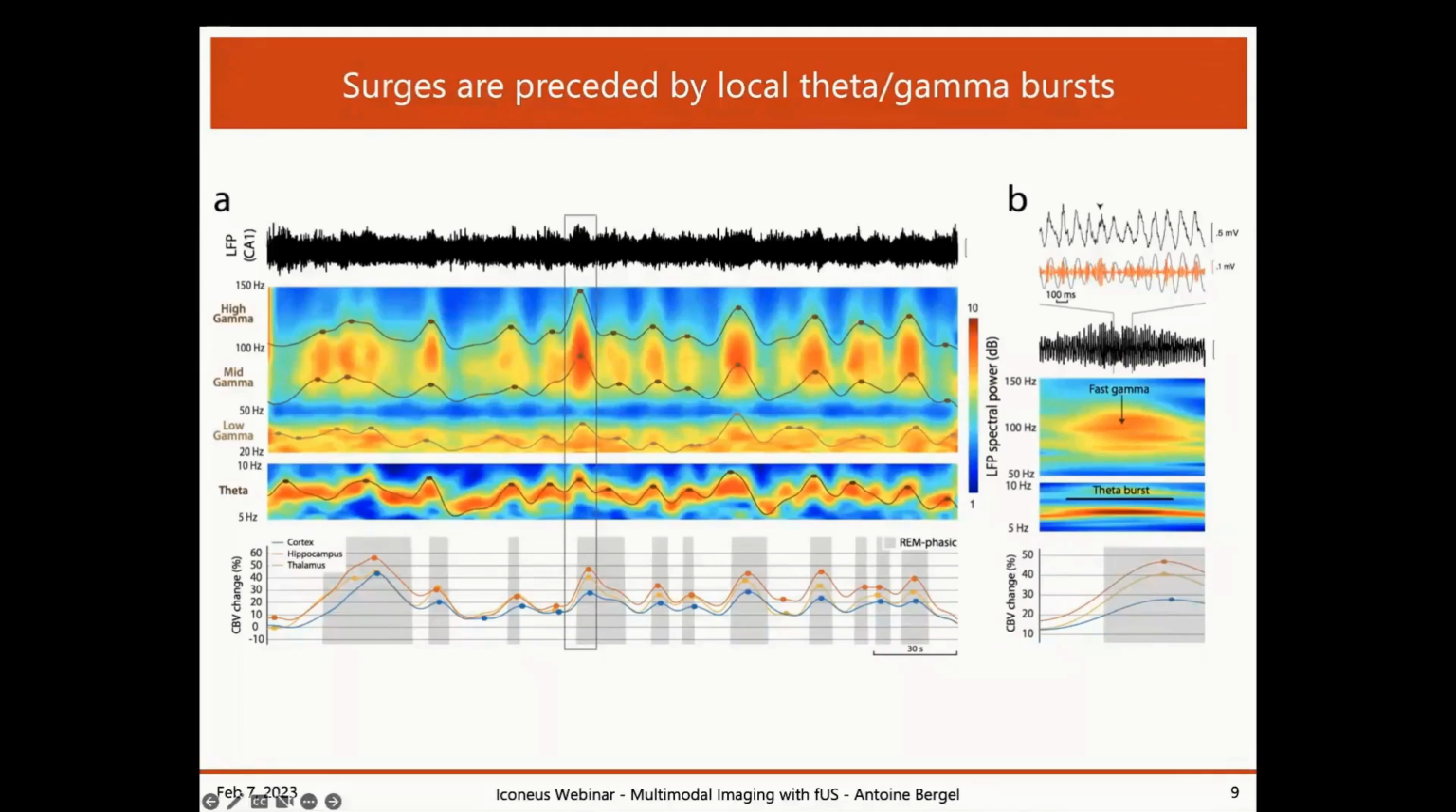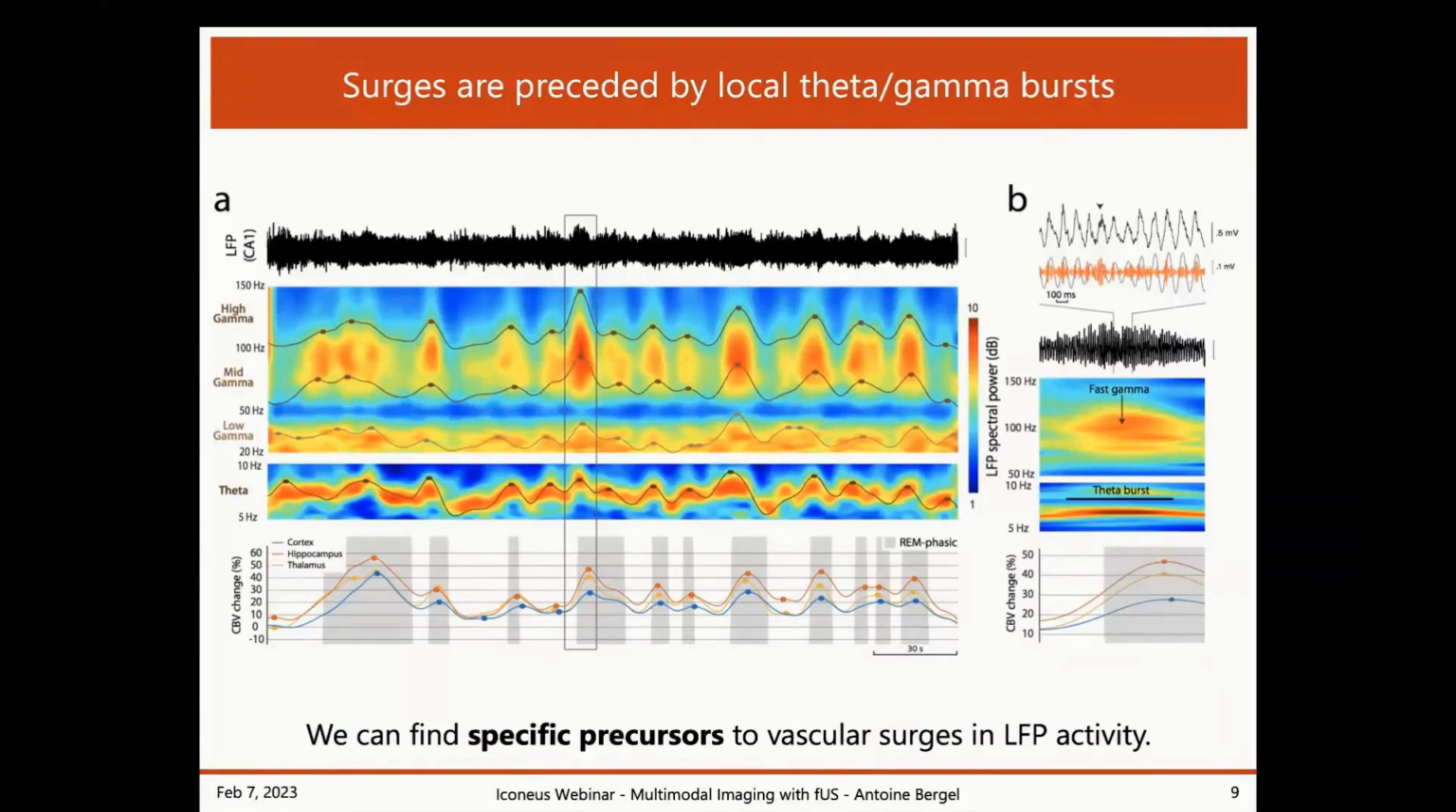And if you look closely, intermingled in the theta waves, you have this very strong, peculiar oscillation that is super fast. It's about 100 hertz, and it's a very good proxy of neuronal activity here. And they always precede these strong hyperemic events that we call vascular surges.